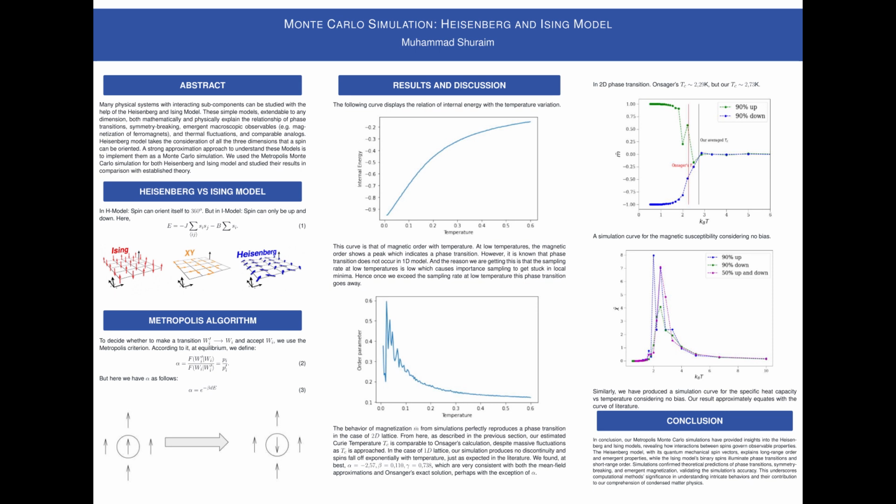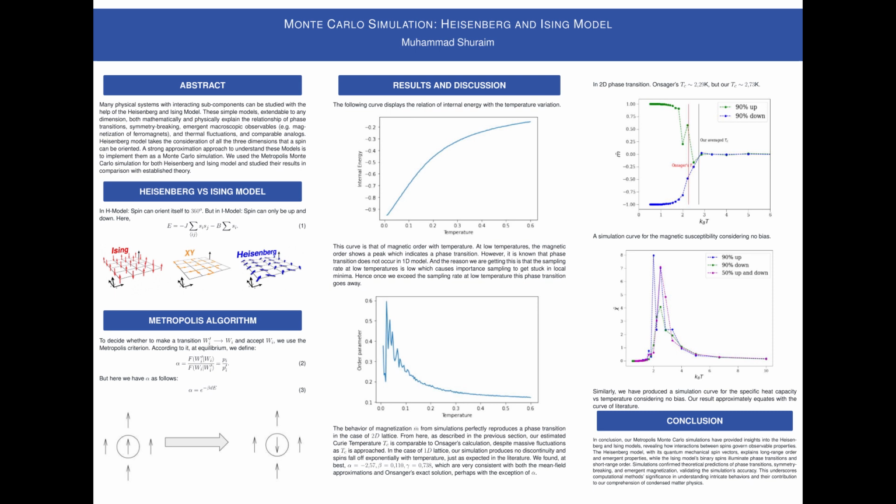In the Ising model, the spin can orient itself into two directions, like it can be spin up and spin down. In the Heisenberg model, a spin can orient itself in any direction. For example, a spin can be with a theta equals 30 and phi equals 20. It can exhibit any numerical value of theta and phi. So we have considered here the Heisenberg and the Ising model.